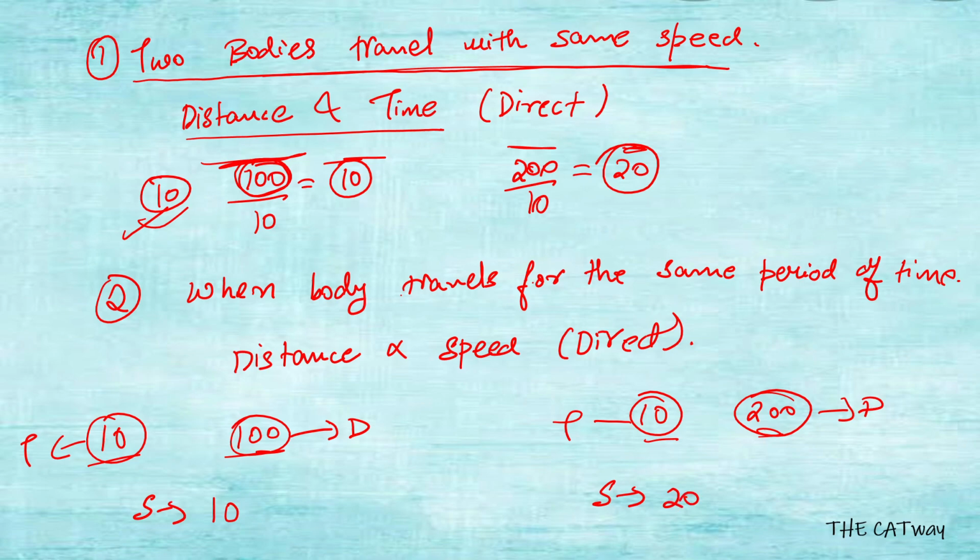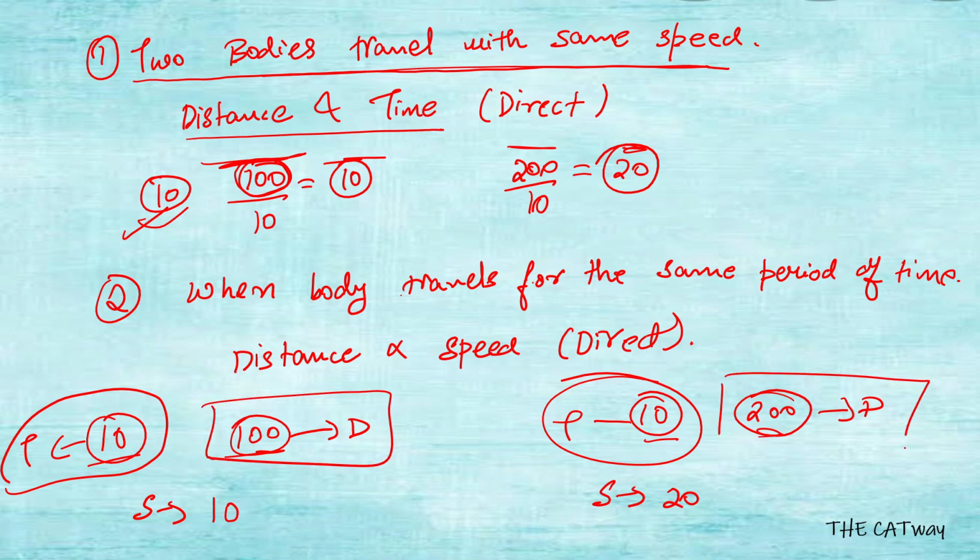So as you can see, when time remains constant, time is 10 in both the cases, and the distance increases, then the speed also increases, and it will be vice versa for speed. See, if speed is increased, then the distance will also be increased. Okay, so these two cases are there. Then move to the third one.